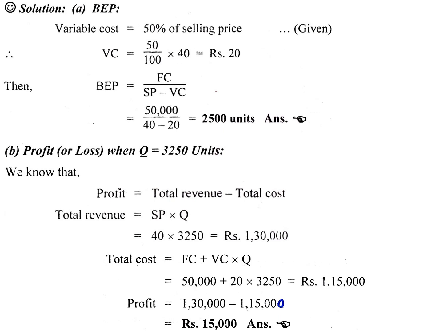There is a formula, profit equal to total revenue minus total cost. Substitute every term in the total revenue and total cost. Finally, we got rupees 15,000 as a profit.